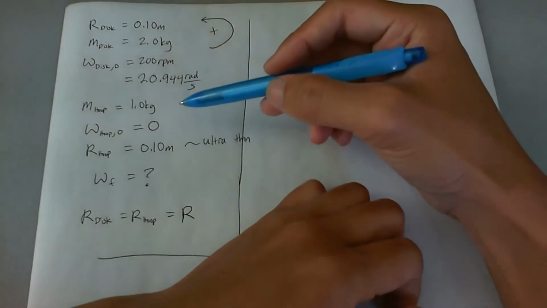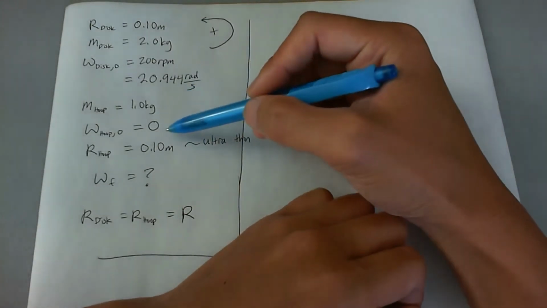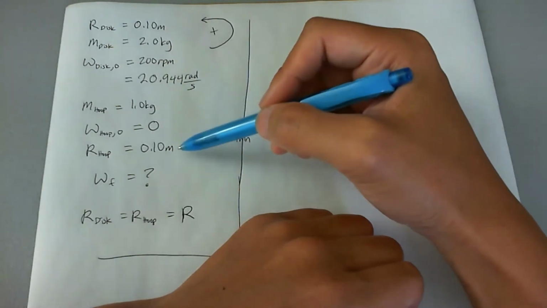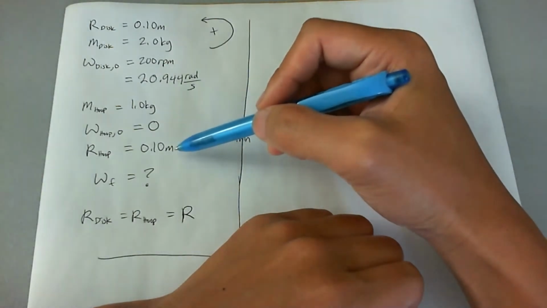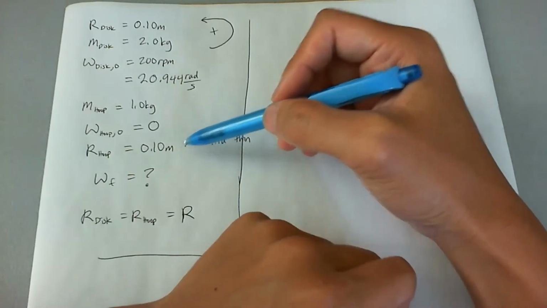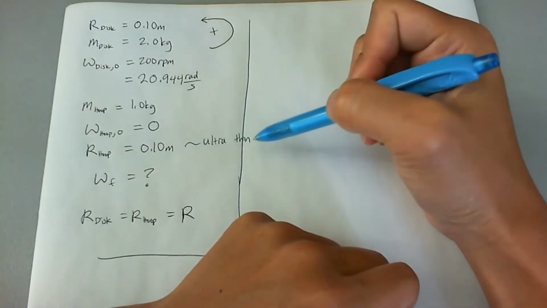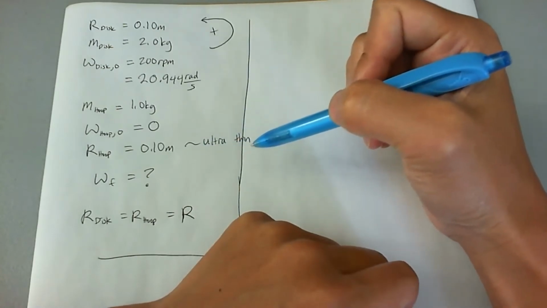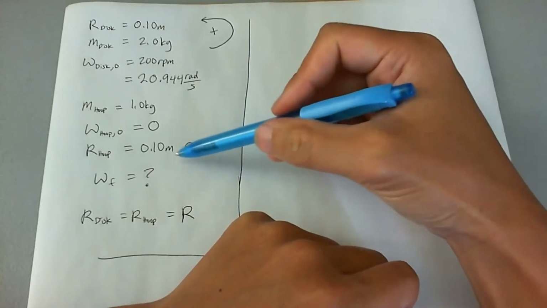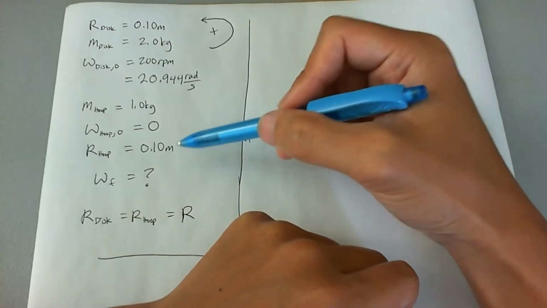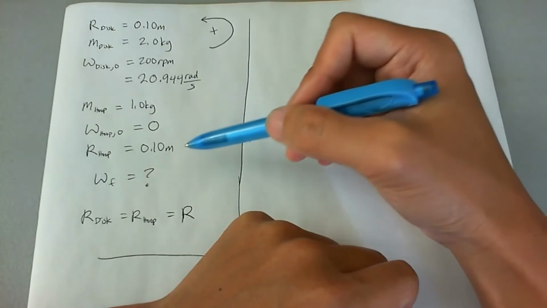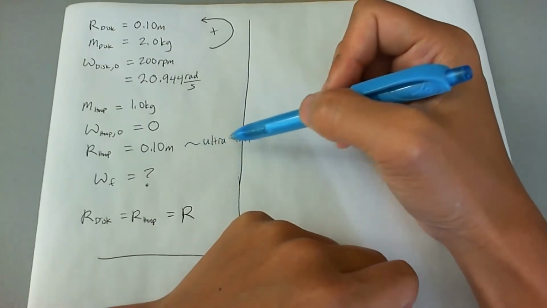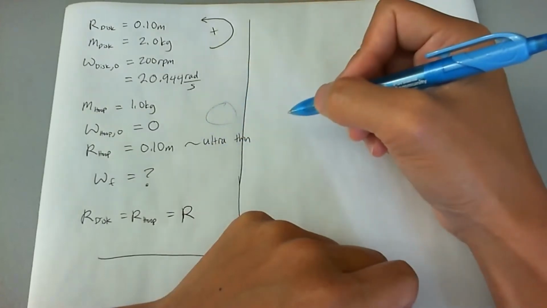We have now the mass of the hoop being 1 kilogram. The initial spin of the hoop as it's being dropped onto the disk is 0. The radius of the hoop is the same as the radius of the disk, 0.1 meters. We're also going to assume that it's ultra thin since the problem didn't state anything else. If it wasn't ultra thin, they would have said that the outer radius is such and such and the inner radius is such and such. Now that they only said there was 1 radius, we'll assume that it's razor thin. It's a razor thin circle.